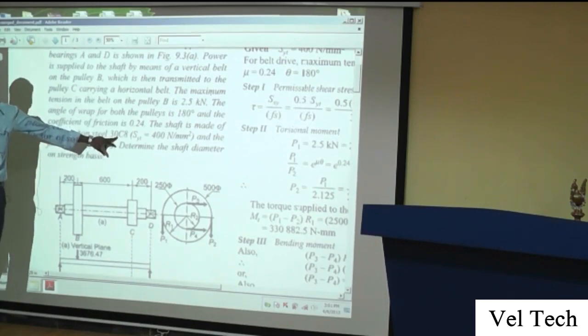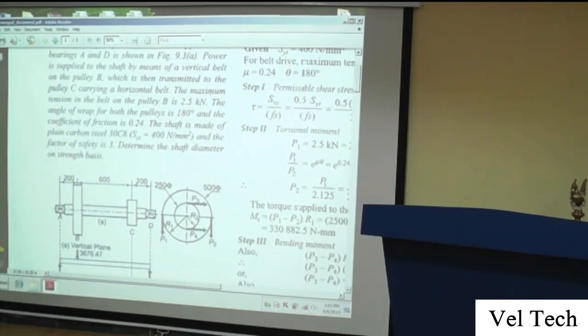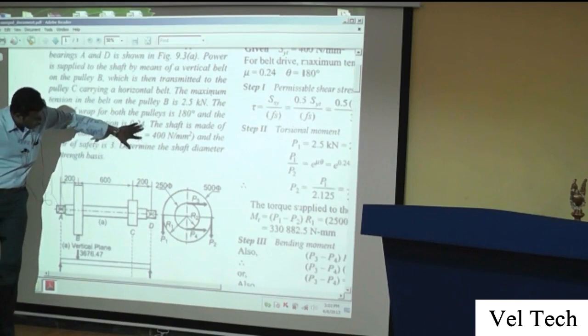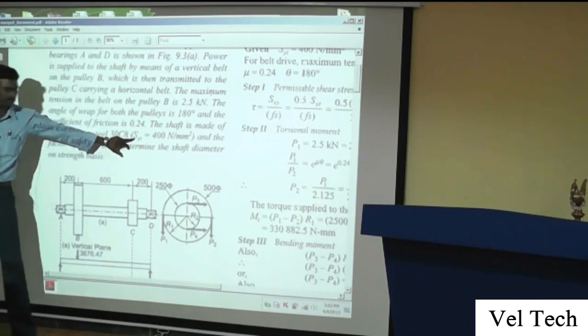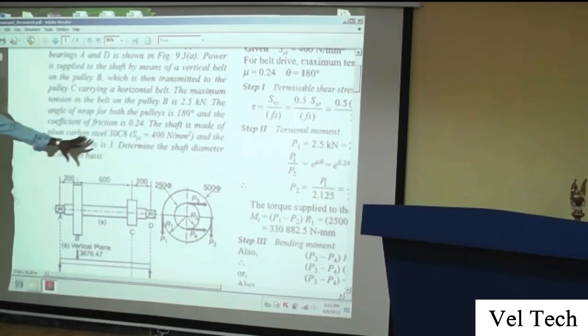And a similar procedure is to be followed for pulley C. Again, here we have to consider P3 minus P4 into R2, where R2 is nothing but the radius of pulley C. From this equation, substituting all the values, we can easily find out P3 and P4. This is very common. So what have we done? We have found the P1, P2, P3 and P4 values, and the torque transmitted by pulley B is also determined, because we know the formula, torque is equal to P1 minus P2 into R. So everything is determined.